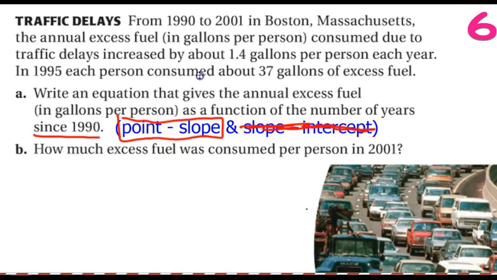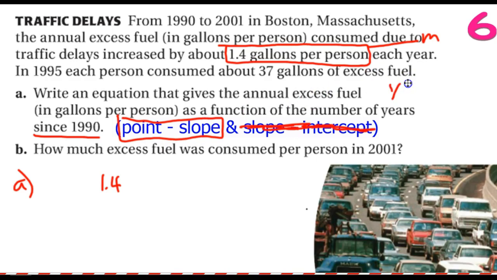So what we need to do is we need to figure out a point and we need to figure out a slope. The first thing I know is that we're using 1.4 gallons per person each year. So this is the thing that always changes. 1.4 gallons per person, that's going to be our m, because that's always changing. So our slope then is 1.4. Or 1.4 is our slope, not 1.4x.